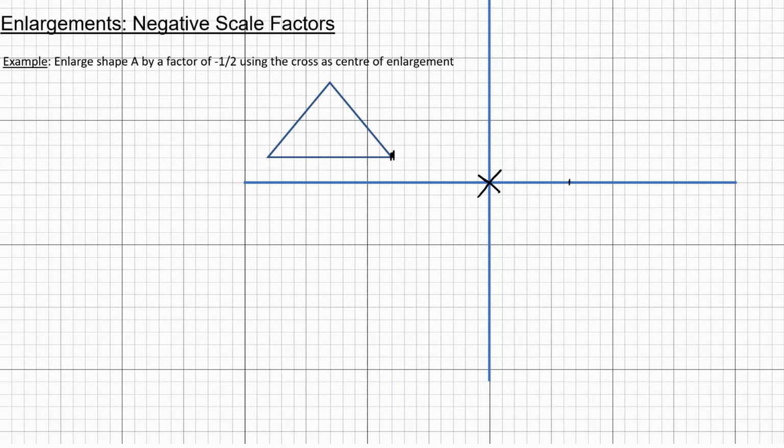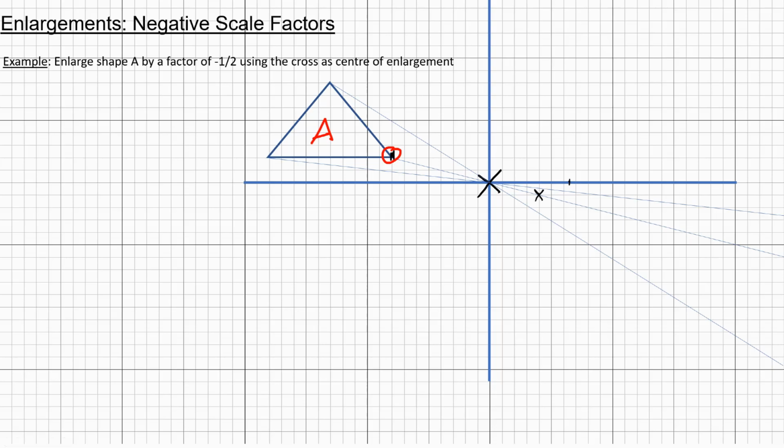So I'd like to enlarge shape A, which is this shape here, by a factor of -1/2 using the cross as the center of enlargement. First I'm going to draw my guidelines, as before. To get to this point, I need to go to the left by 1, 2, 3, 4, 5, 6, 7, 8, and up by 2. So that means I need to go to the right by 1/2 times 8, which is 4, and down by 1/2 times 1, which is obviously 1.